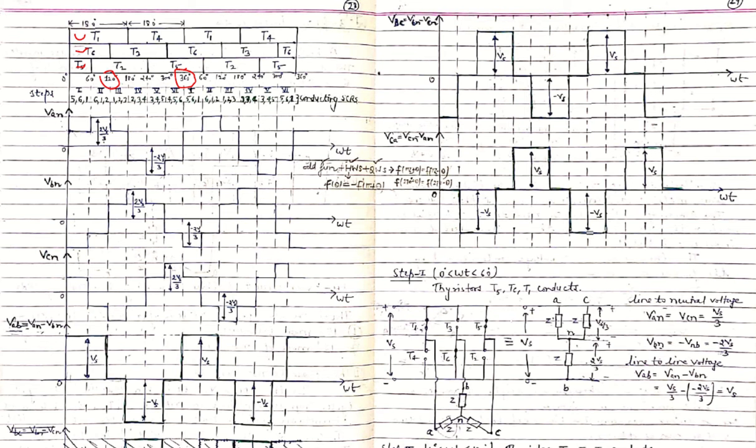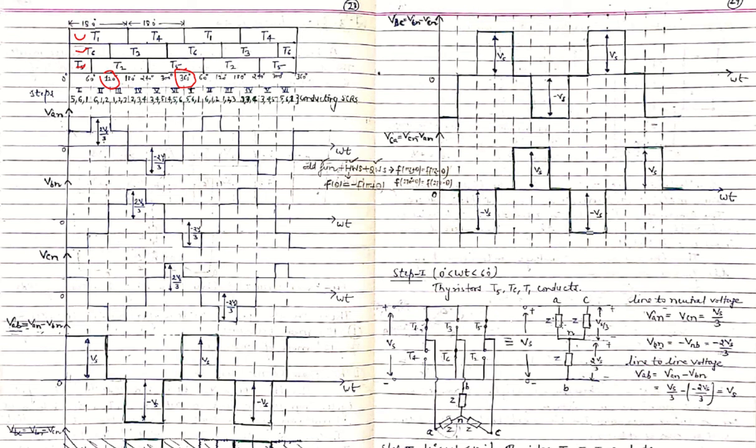So if we add Vs by 3 and 2 Vs by 3, then it is equal to Vs. This Vs whole is distributed as Vs by 3 across the A and C phases, and 2 Vs by 3 across the B phase. How do we calculate? Simply first find the current, and then write the voltage drop across the thyristors by applying the voltage division rule in series connection.